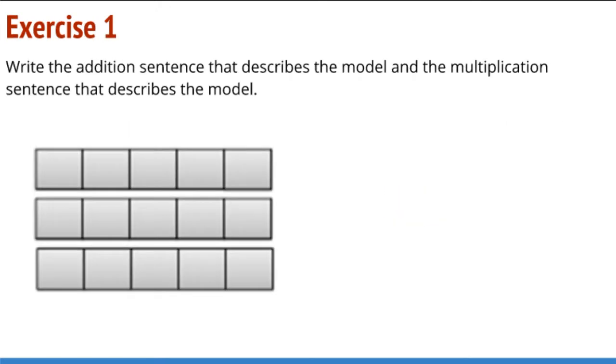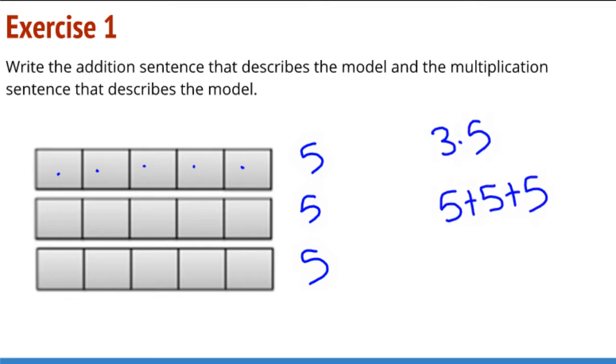All right, so take a look at exercise 1. Write the addition sentence that describes the model and the multiplication sentence that describes the model. So this model can represent 2 different operations, addition and multiplication. Write the expression for each one of them. So 5, 5, and 5. I could do 3 groups of 5, or I could do 5 plus 5 plus 5.